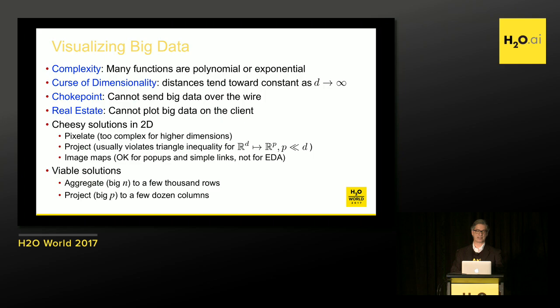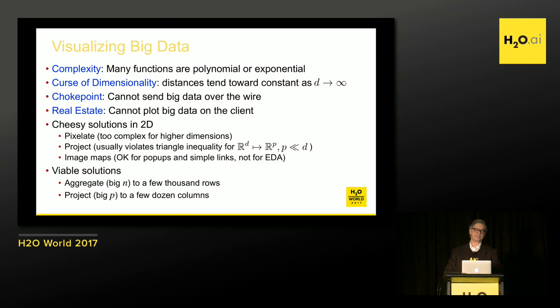Something everyone loves is to project. We're told, just use t-SNE and project it all into two dimensions. Now we can see all the cases. Doesn't work. As you take high dimensionality and put it down to two dimensions, you're almost certainly violating the triangle inequality. That means, in this case, two points that are close together in your t-SNE plot aren't necessarily relatively close together in high dimensions. You can use other things like image maps and so on.